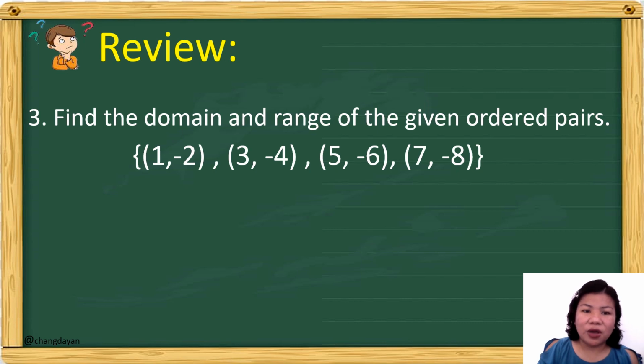Number 3. Find the domain and range of the given ordered pairs. Here we have (1, -2), (3, -4), (5, -6), (7, -8). Remember, domain are the set of all the inputs in our function. So here, the domains are 1, 3, 5, and 7.